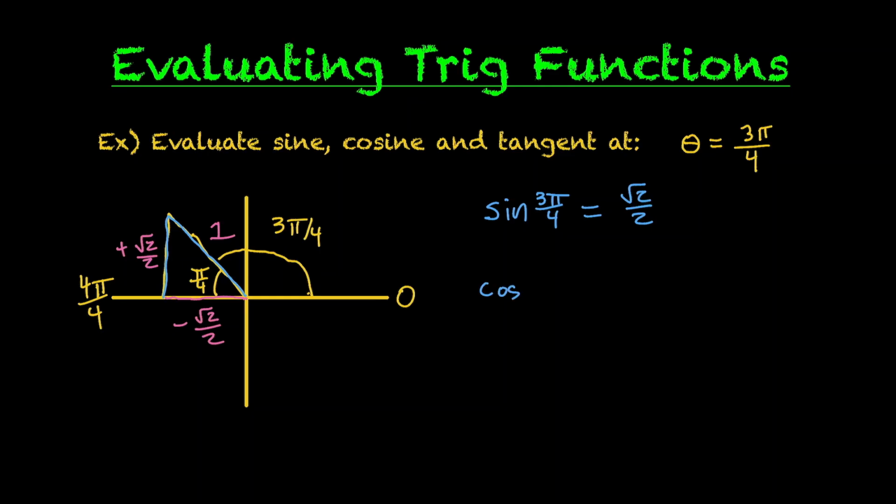Okay, cosine of 3 pi over 4. That's the adjacent side to this pi over 4, so that's negative root 2 over 2. Okay, again, over the hypotenuse again is 1, so I'm not going to write that again.